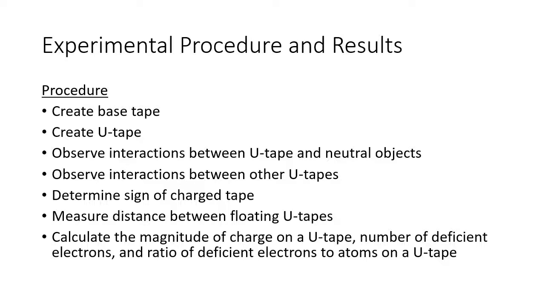The experimental procedure for Lab 2 is essentially the same as Lab 1. We start by creating a base tape, and from that base tape creating charged U-tapes, which we will use to observe interactions between the charged tapes and other objects. In particular, we're interested in how two charged U-tapes interact with one another when they're placed one on top of the other. If we measure the distance between these two charged U-tapes, we can use that information to calculate the magnitude of charge on a given piece of tape.